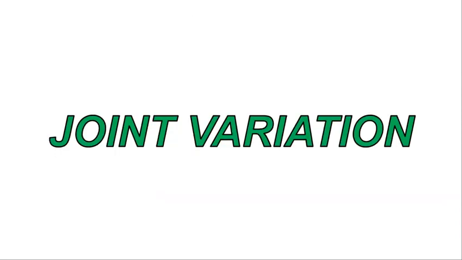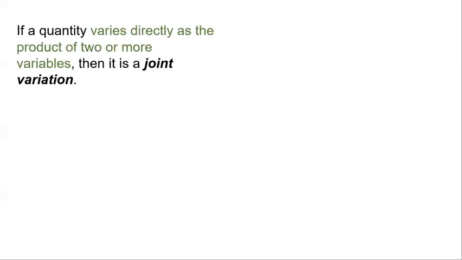Joint variation. Joint variation is when a variable varies directly with two or more other variables. In other words, it's just a direct proportion with multiple variables. Ano ba itong joint variation na ito? So, if a quantity varies directly as the product of two or more variables, then it is a joint variation. Again, para lang itong direct variation, pero ang involved na variables ay higit sa dalawa.